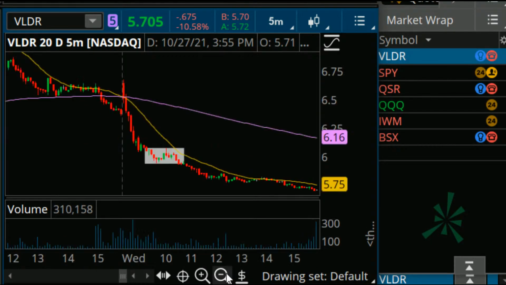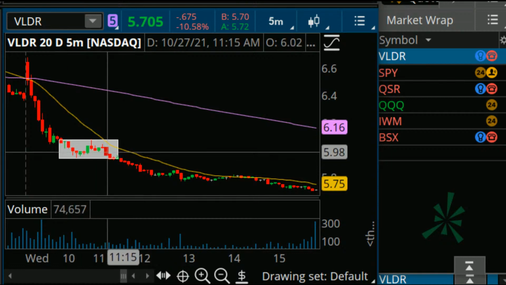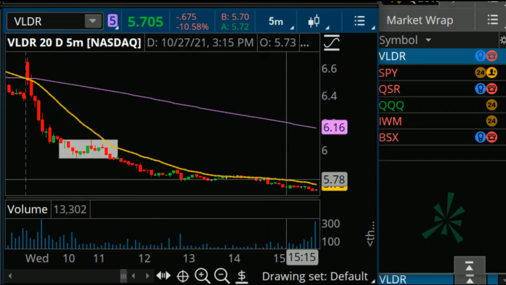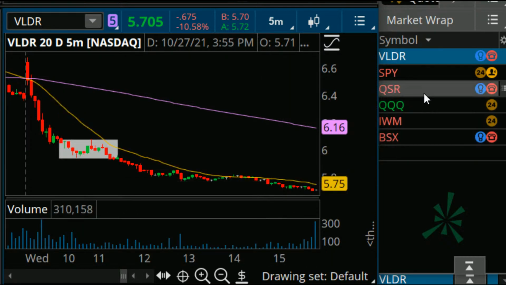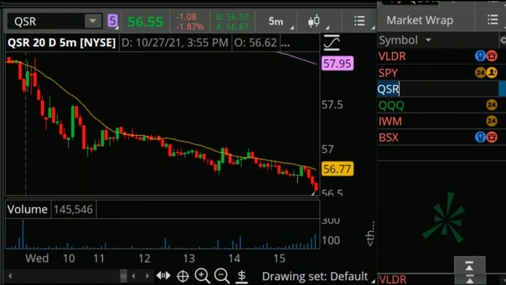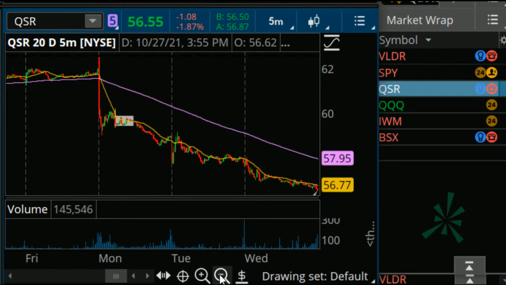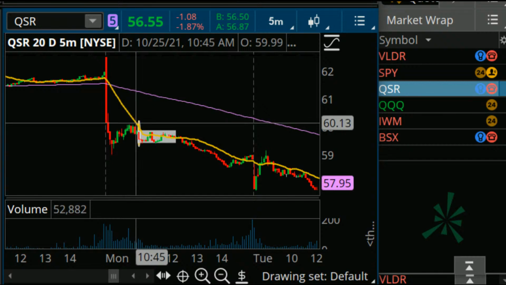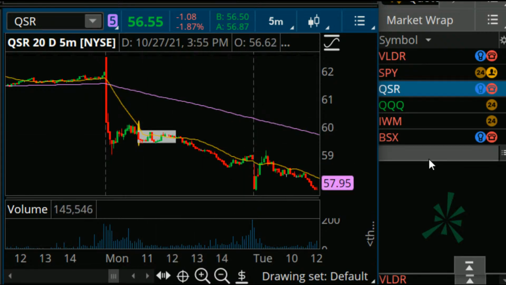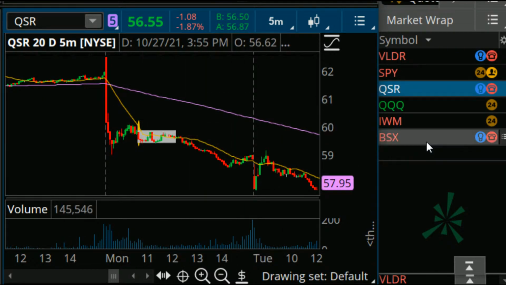This one, more of a breakdown entry. I wish I'd seen it earlier. This one I just didn't see in time and then it was already gone. Probably could have played it with this breakdown here, but I felt like it was a little bit late. The QSR gave a sell setup, a retracement, and then the breakdown from there, kind of a secondary entry.